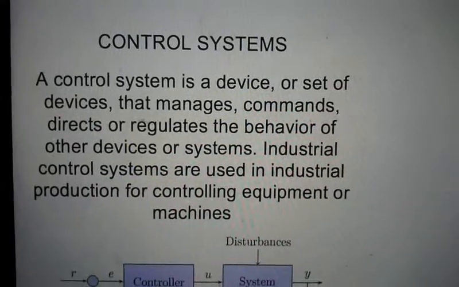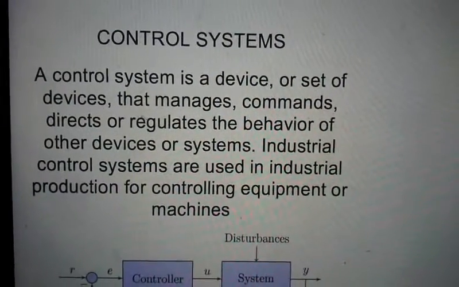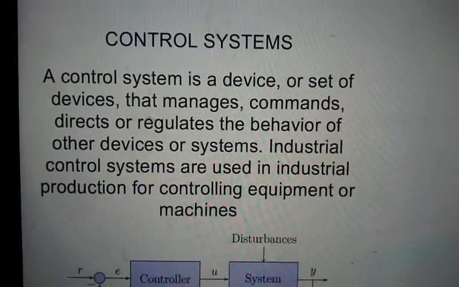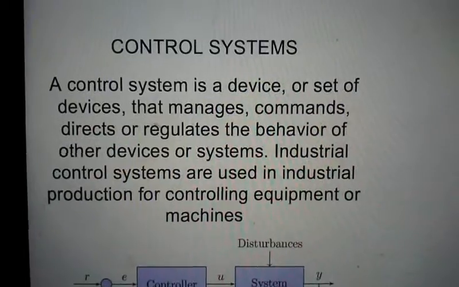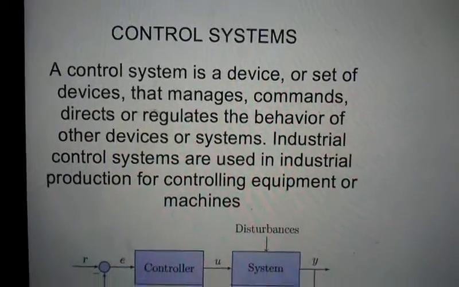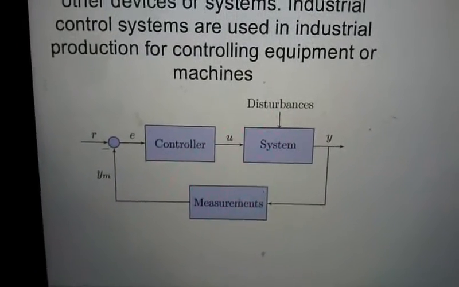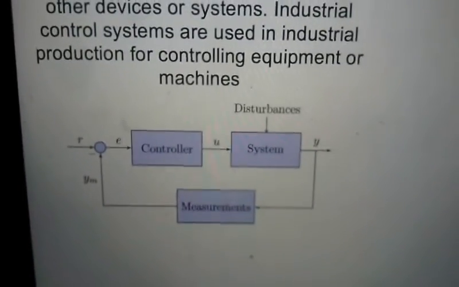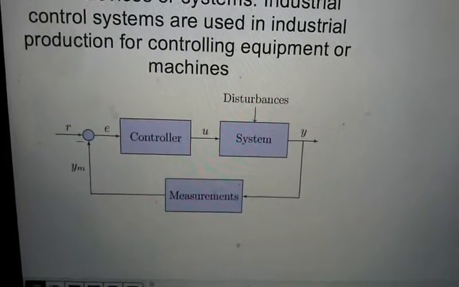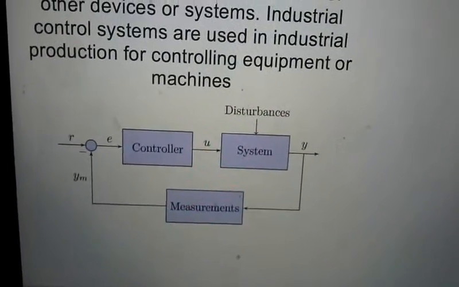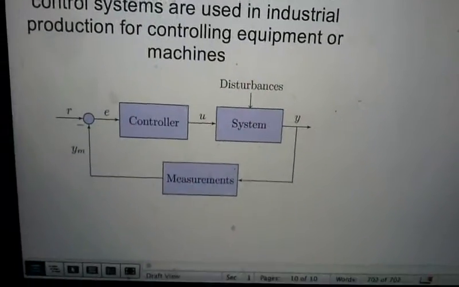And now I'm going to talk about control systems. What is a control system? Well, a control system is a device or set of devices that manages, commands, directs, or regulates the behavior of other devices or systems. As we can see, a control system consists of a controller, a system, and measurements. The measurements could be for irons, air conditioners. It needs to measure the temperature, and then the system will work with that temperature.